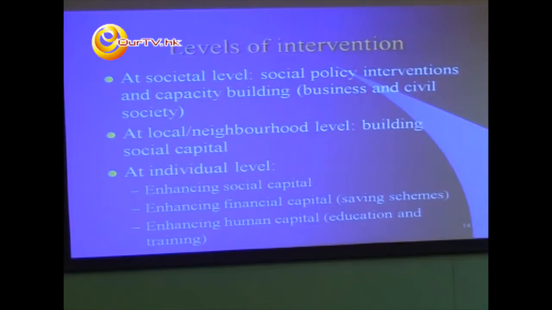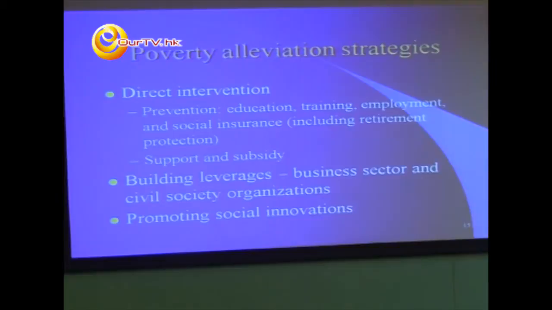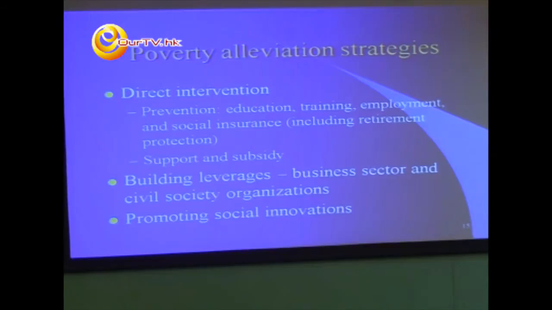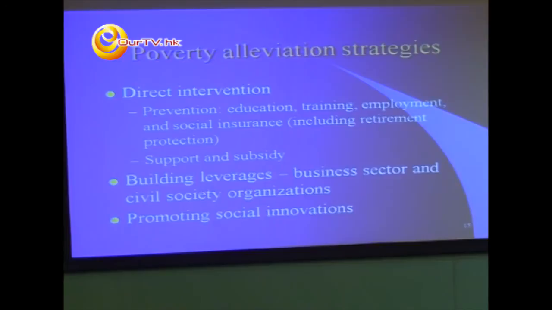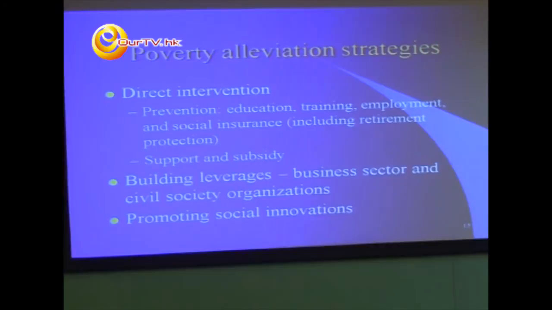In terms of intervention, we have the societal level, the local neighborhood level, and the individual level. We'll come back to some of the individual levels later on. On overall strategy, not specific measures, the quickest way is to provide things either in time or in cash. There are only two ways. Education, training and employment are primarily in time. Social insurance is primarily in cash. For people who are unemployed, they need some financial support, and they also need support to look for jobs. So it can be both in kind and in cash.